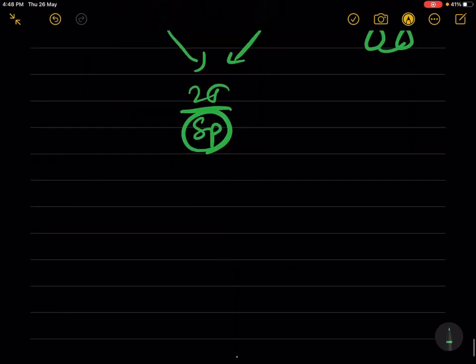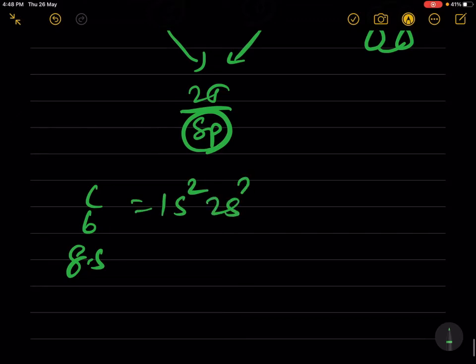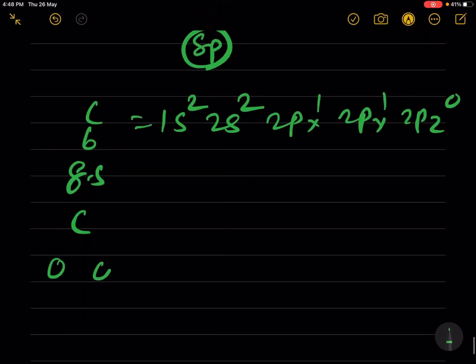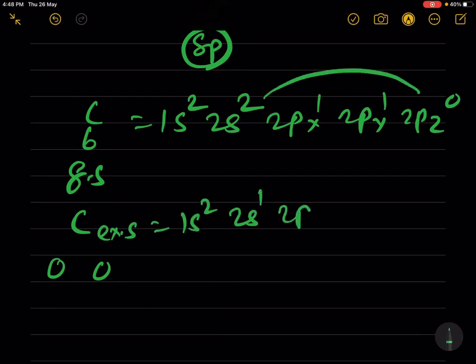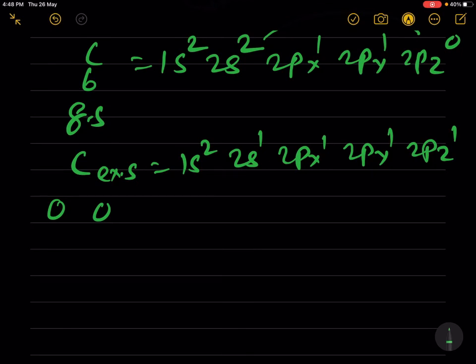You see, carbon 6 in ground state is 1s2, 2s2, 2px1, 2py1, 2pz0. Carbon in presence of two oxygen atoms gets excited and it becomes 1s2, 2s1, 2px1, 2py1, 2pz1. Here 2s and 2px take part in hybridization, but these 2py and 2pz don't take part in hybridization, they form two pi bonds.